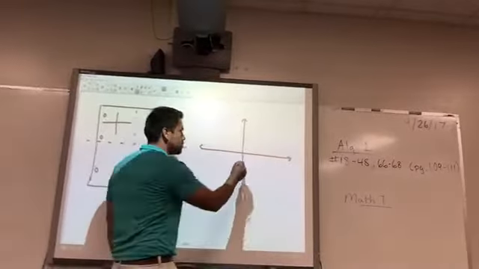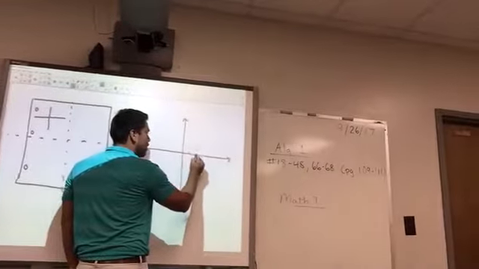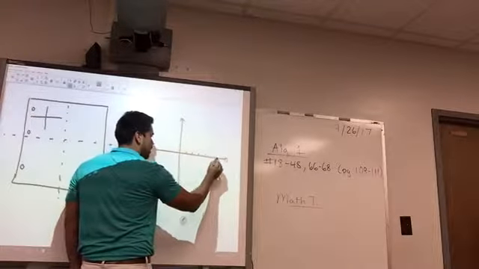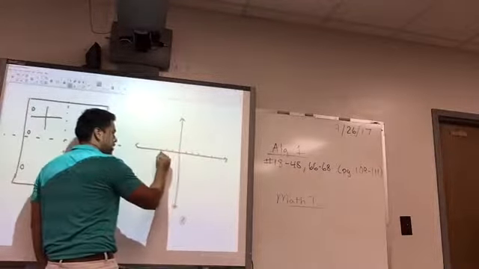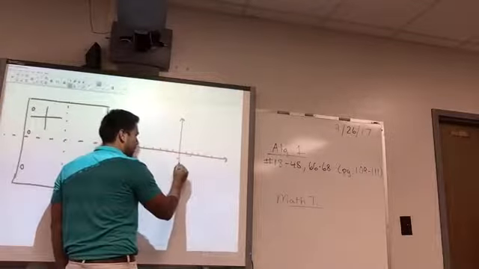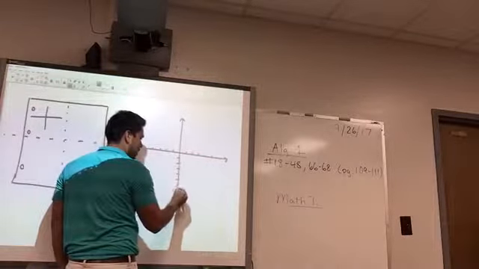You're going to do your little tick marks, but you don't have to number them. Just follow the lines that they gave you. They should be evenly spaced. You don't have to go super far out because our numbers don't go that far out.